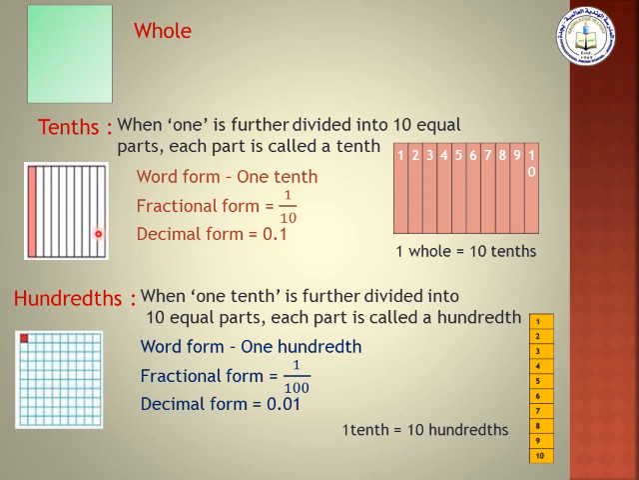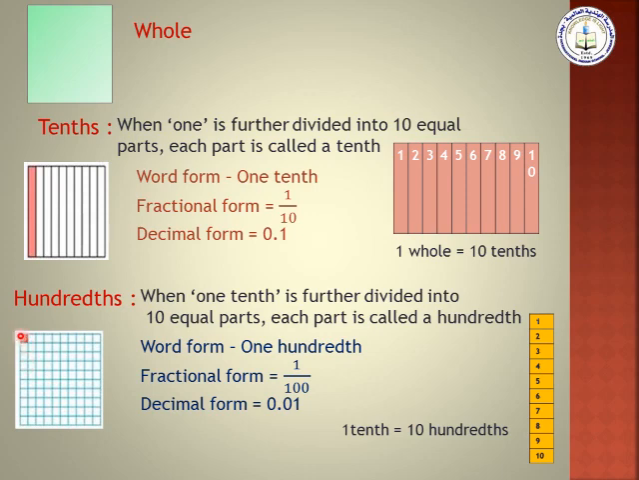Suppose we shade all the tenths, what will we get? We will get the whole like this. So one whole is equal to 10/10. Next, hundredths. When 1/10 is further divided into 10 equal parts, each part is called a hundredth. Consider this 1/10. If we divide it into 10 equal parts like this, each part is called a hundredth.